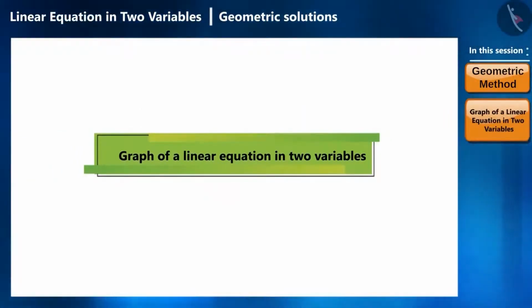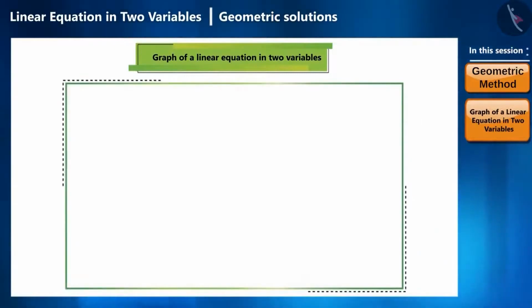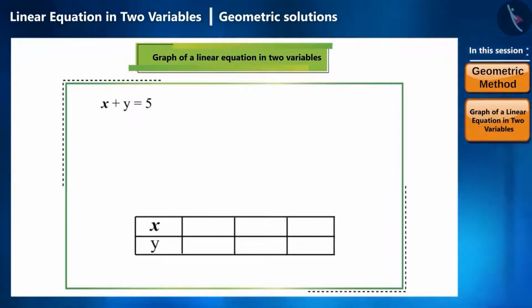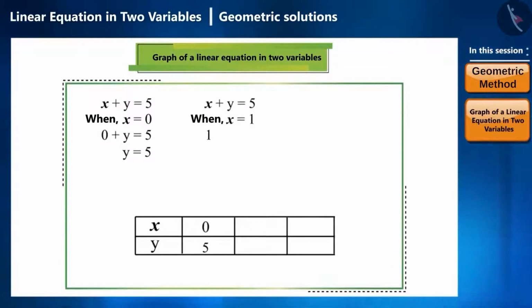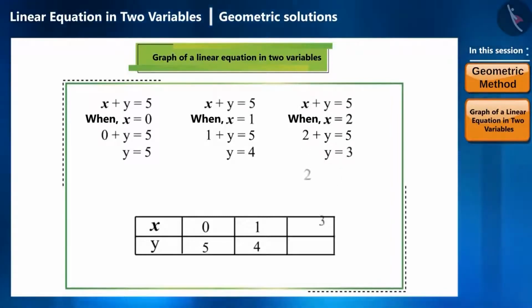First, let us take a linear equation with two variables such as x plus y is equal to 5. Now we will create a table like this where we will take different values for x and y. By replacing x with 0, we will get y is equal to 5. By replacing x with 1, we will get y is equal to 4. By replacing x with 2, we will get y is equal to 3. And we will write them in brackets as coordinate points like this: (0, 5), (1, 4), (2, 3).